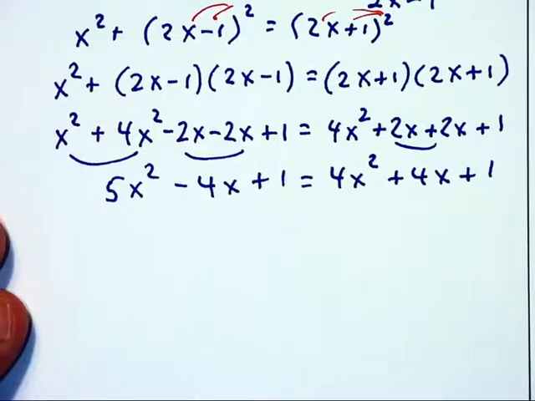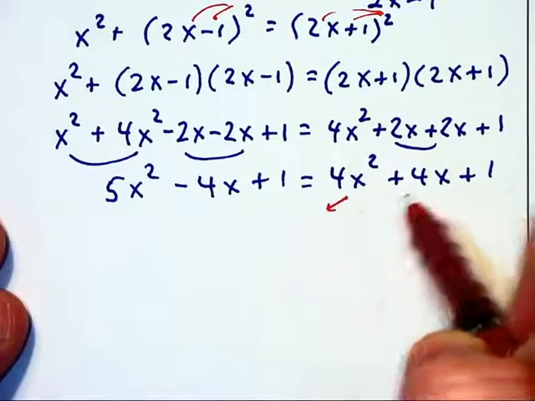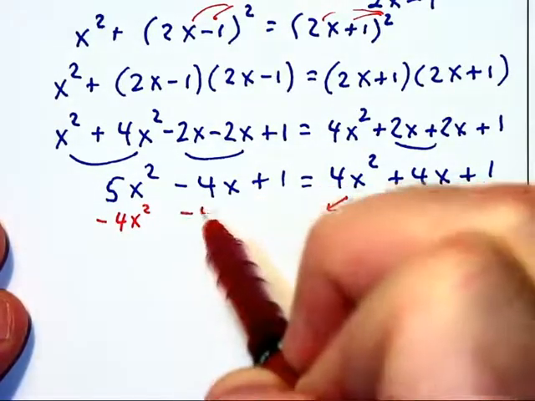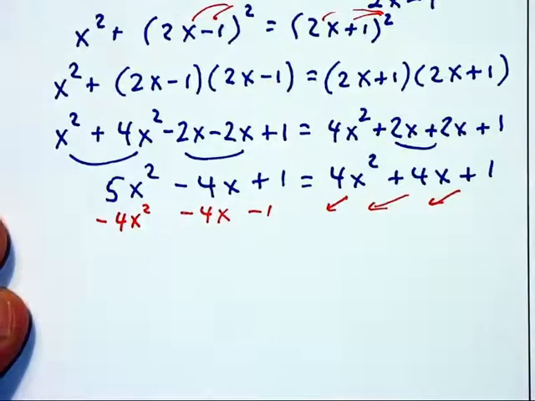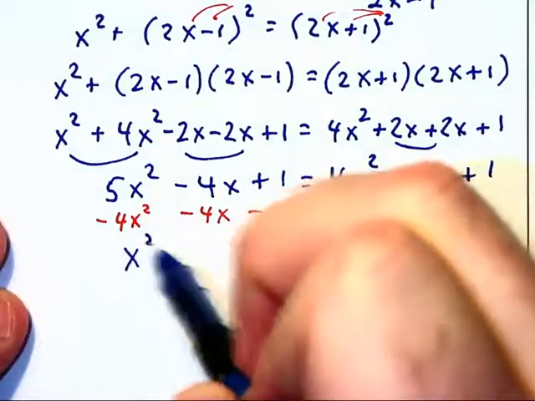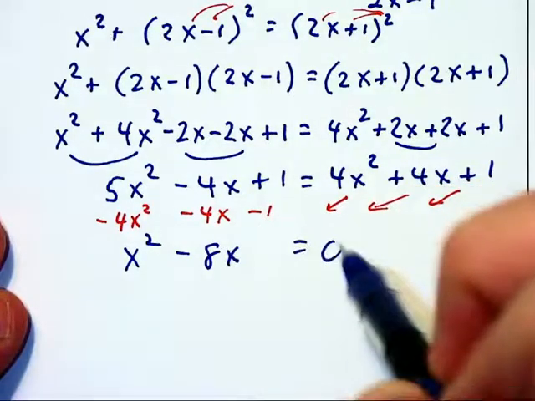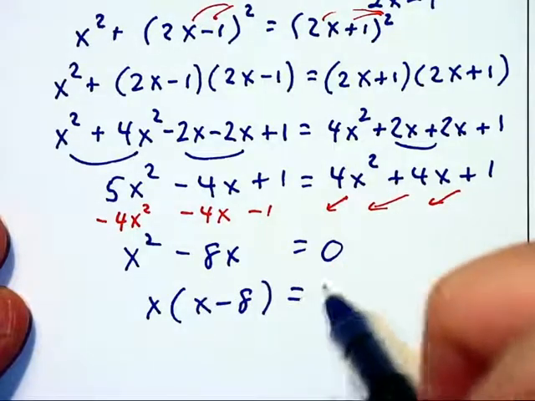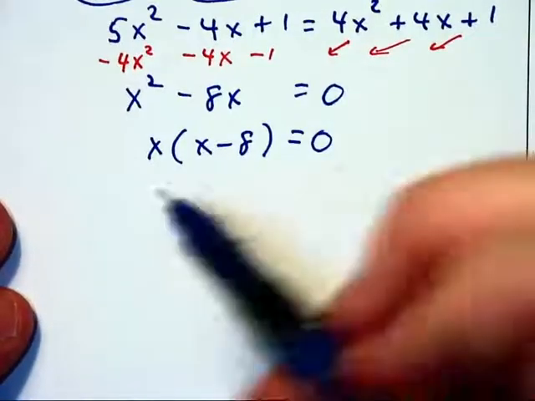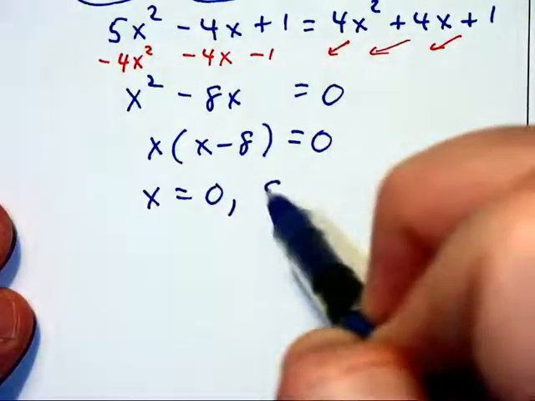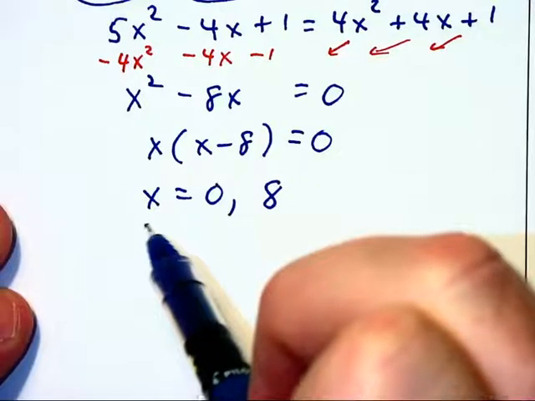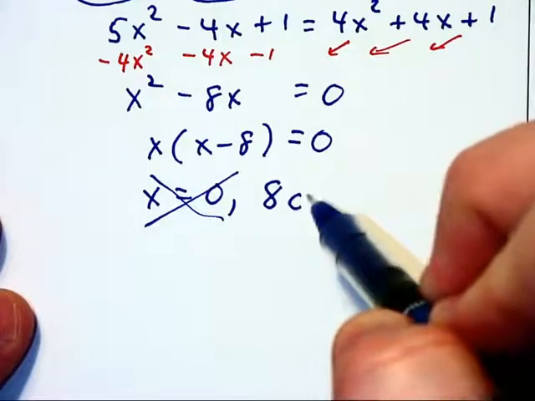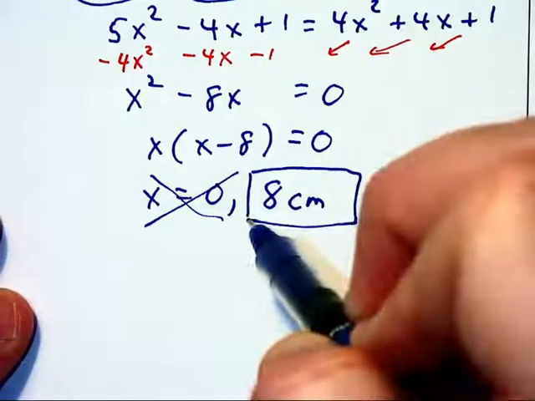Now we want to take this quadratic equation and set it equal to 0. So each term on the right is going to be subtracted off of each side. So subtracting, we have minus 4x squared, a minus 4x, and a minus 1. And we will be left with x squared minus 8x equals 0. This now factors into x times (x minus 8) equals 0, and x will equal either 0 or 8. Well, the length of a side of a triangle cannot be 0, so we have a reason to cross that off, and so 8 centimeters is going to be the length of the shortest side that we're looking for.